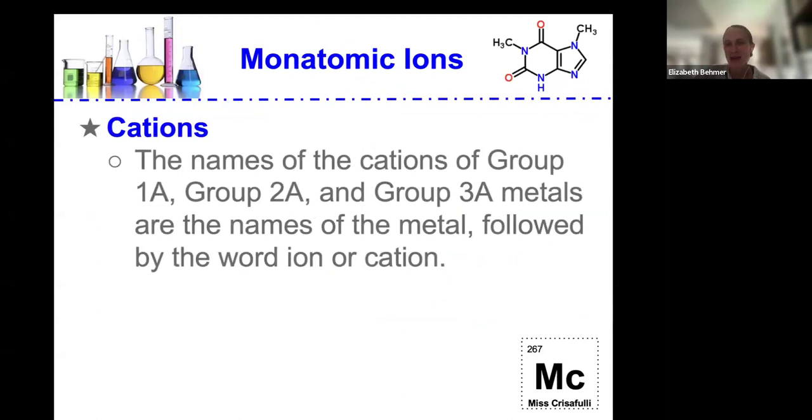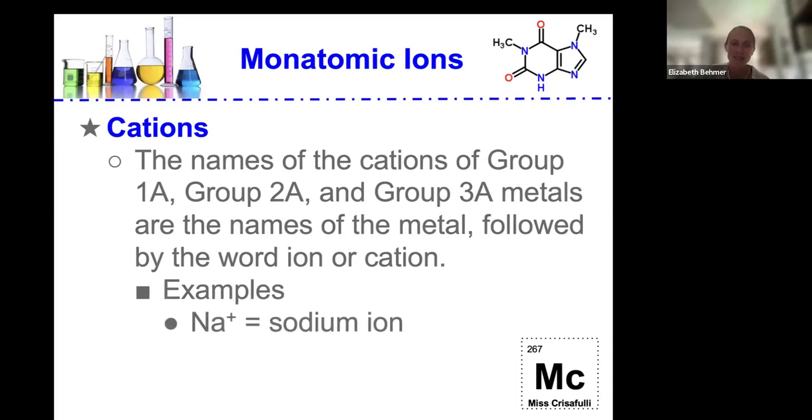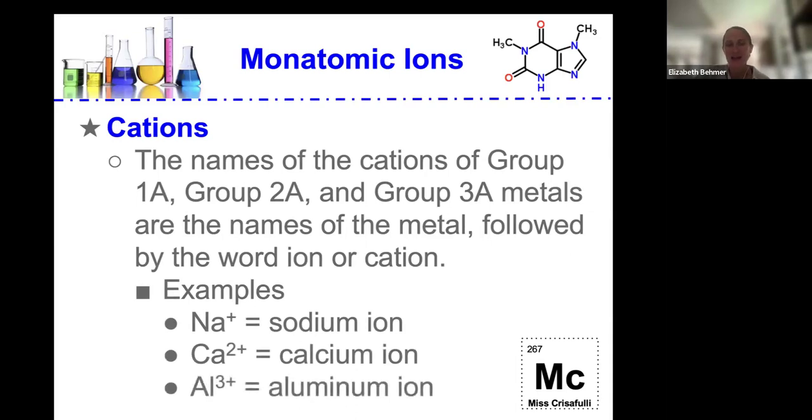So the names of the cations of the group 1A, group 2A, and group 3A metals are the names of the metal followed by the word ion or cation. So for example, Na+ is sodium ion, Ca2+ is calcium ion, and Al3+ is aluminum ion.